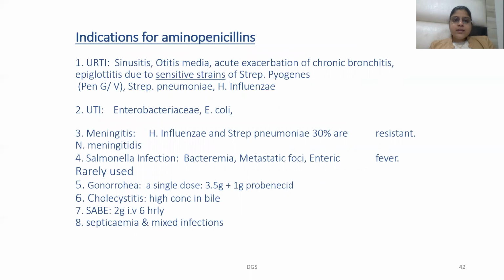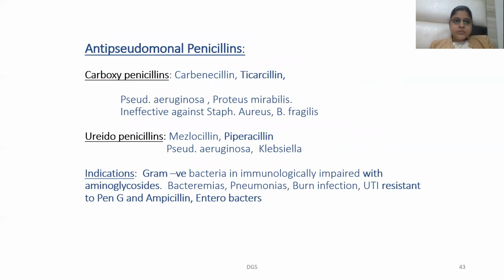Indications of amino penicillins are upper respiratory tract infection, urinary tract infection, meningitis, salmonella infection like typhoid, gonorrhea, cystitis, subacute bacterial endocarditis, septicemia, or mixed infections. Amino penicillins like ampicillin and amoxicillin can be effective in these infections.